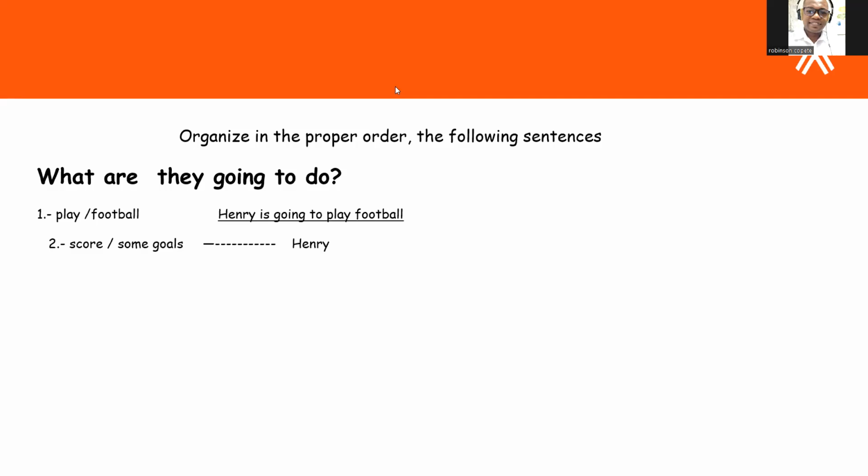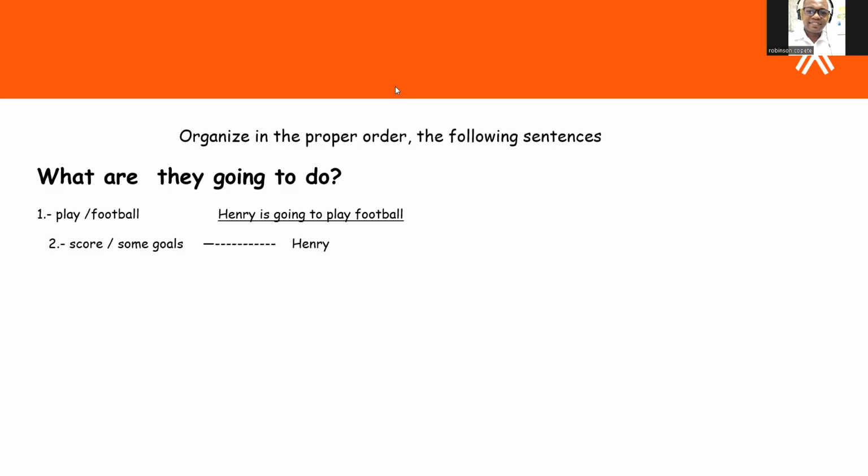Uh-huh. ¿Qué te está faltando? Henry will score some goal next game. No, you cannot use will. Remember that. We are just talking about going to.